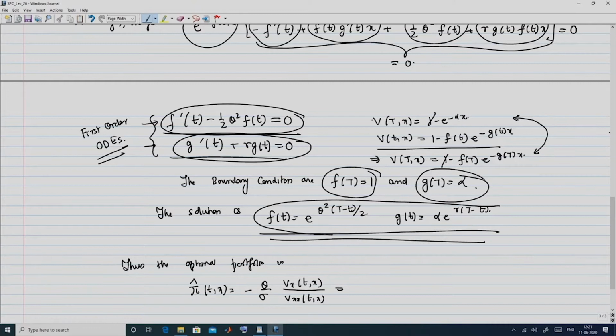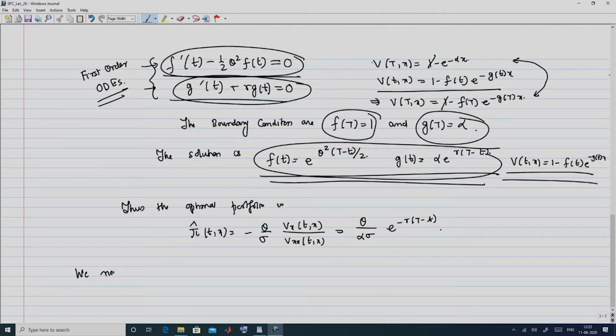you have found the solution of v from here. Remember v is equal to 1 minus f of t into e raised to minus g t of x. So you can calculate v x and v x x from here. You end up eventually with the form theta over alpha sigma into e raised to minus r into capital T minus t.